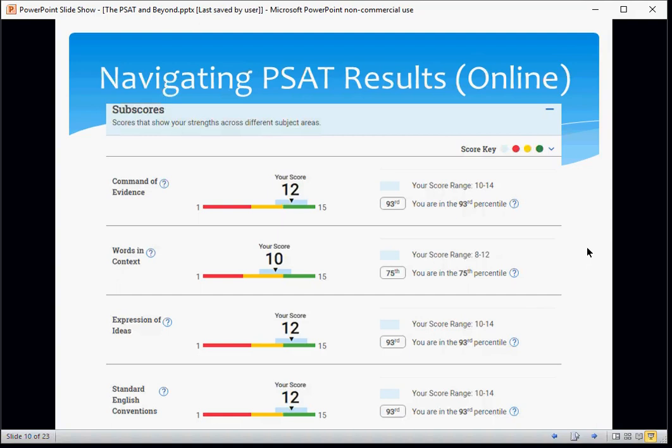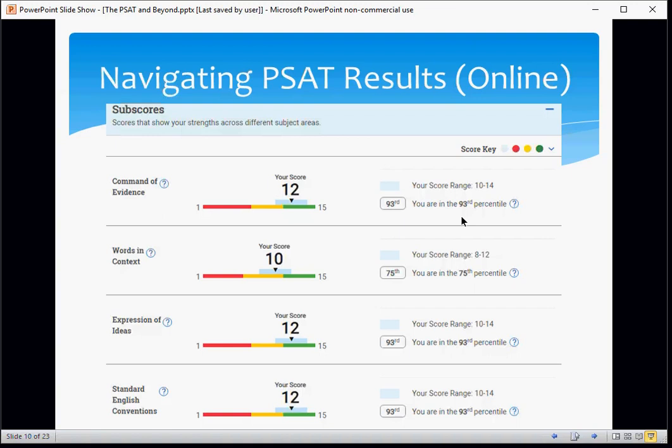Now, continuing to look at the online school report for the PSAT, you'll see that you receive a breakdown of more specific question types. So in this case, these are types of questions that you'll find in the reading and writing portions. These are called subscores. Each of these subscores is out of a maximum score of 15. In this case, for the command of evidence questions, and that basically means being able to pull the evidence out of the reading passage in order to answer questions, the student got a score of 12 out of 15, and that is a very high score in this case.